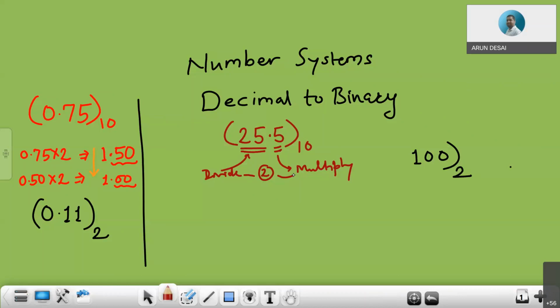Yes. Okay. So for the integer part, or complete number 25, it is 11001, and for the fractional part it is 1 again. So mention it like 11001 dot 1, and this is the binary number conversion for 25.5. So this is about conversion from decimal to binary.